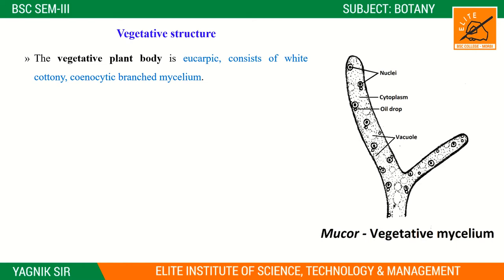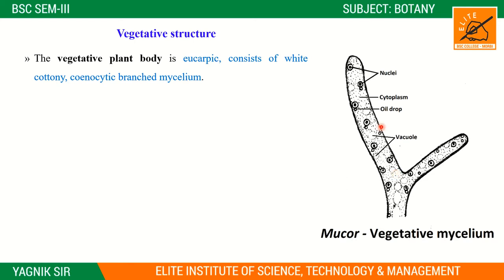So this image is clicked in a microscope. Generally this Mucor is a plant body, but the structure is aseptate, that means the structure is coenocytic, and we know this term coenocytic. That means aseptate plant body and multinucleated. In this image we can clearly see many nuclei present in this single mycelium, single plant body, single vegetative body.